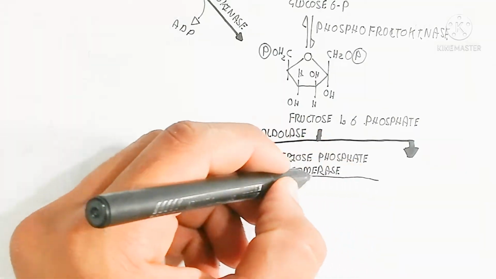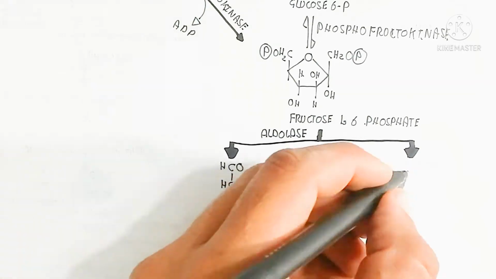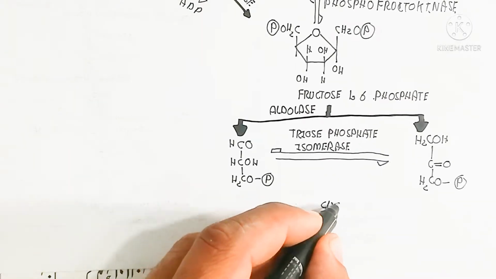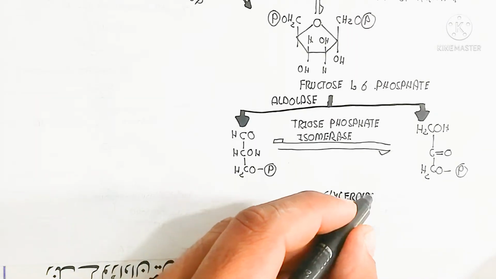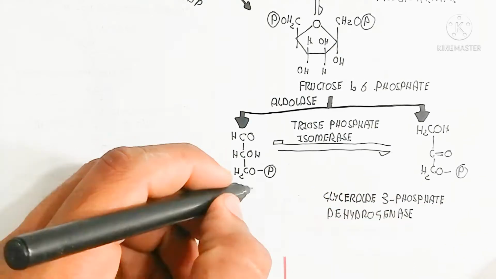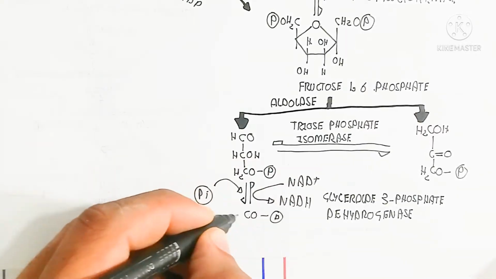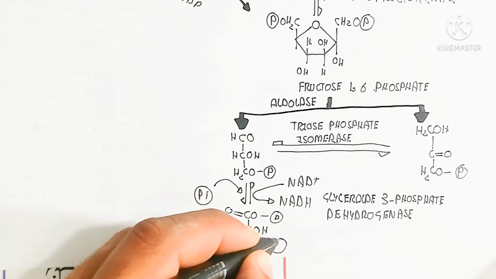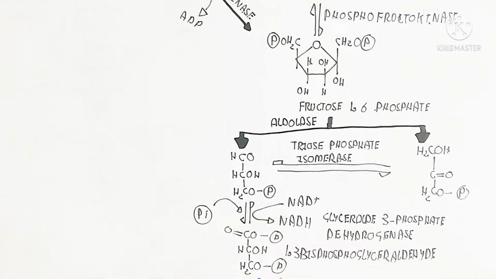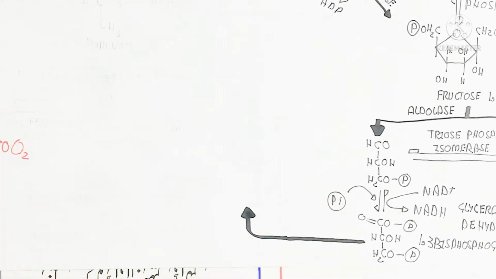So in this way, the important thing is that 3-phosphoglyceraldehyde will be formed, and 2 types of sugar molecule. This is the triose sugar, and this triose phosphate isomerase enzyme is used for the conversion of the triose phosphate into glyceraldehyde, which is basically converted by the addition of a phosphate group, and in this way NAD plus will be converted into NADH, and in this way the 1,3-bisphosphoglycerate formation will occur.